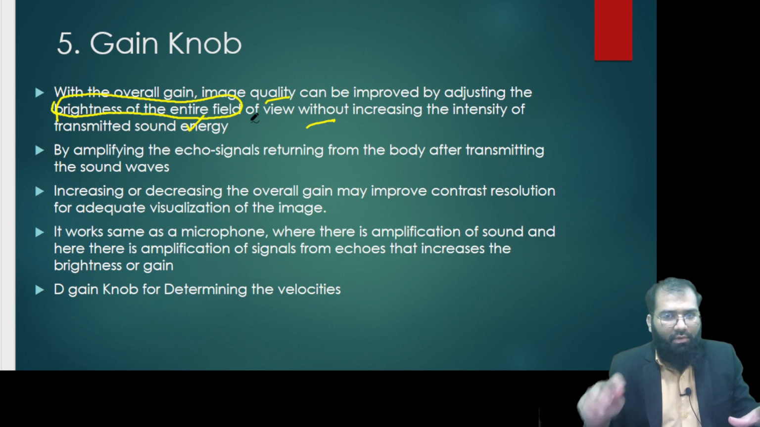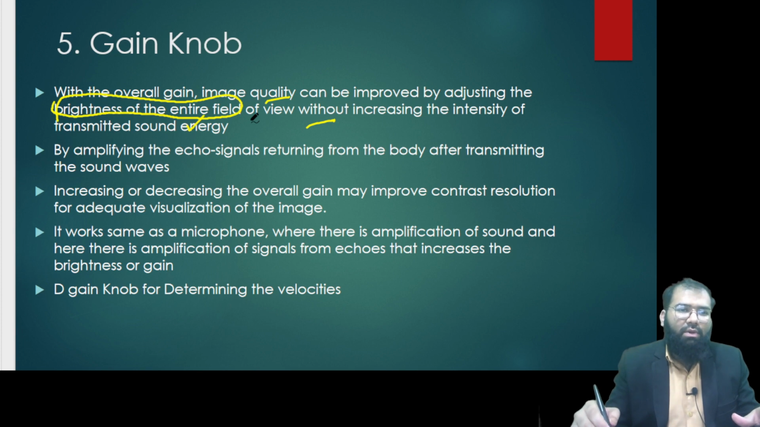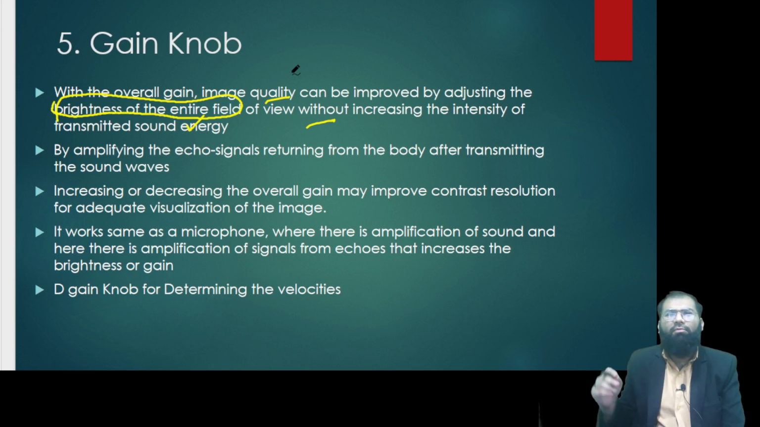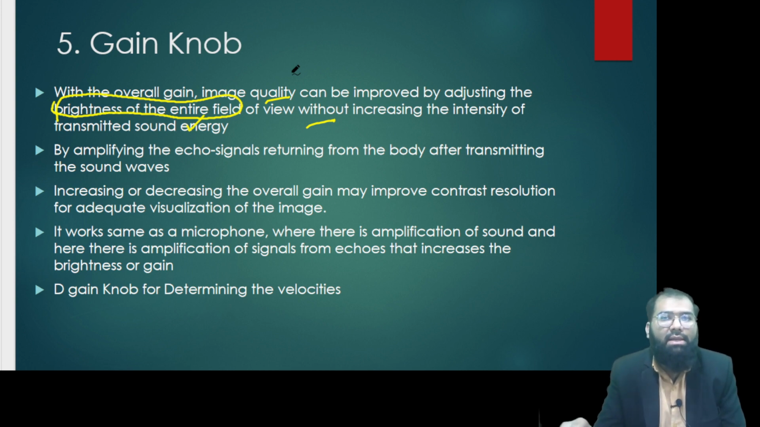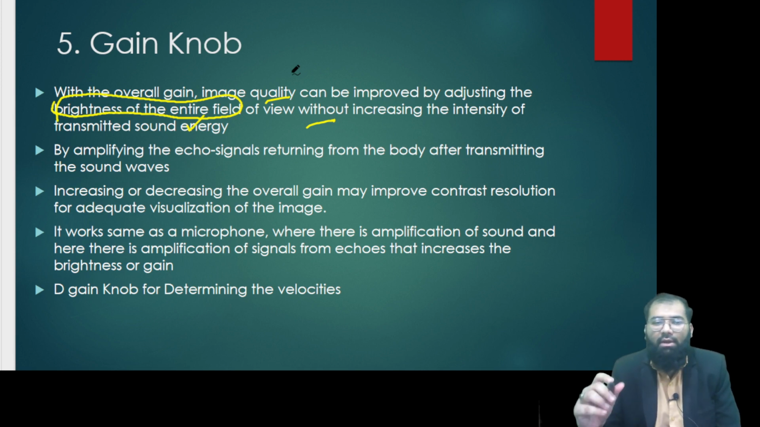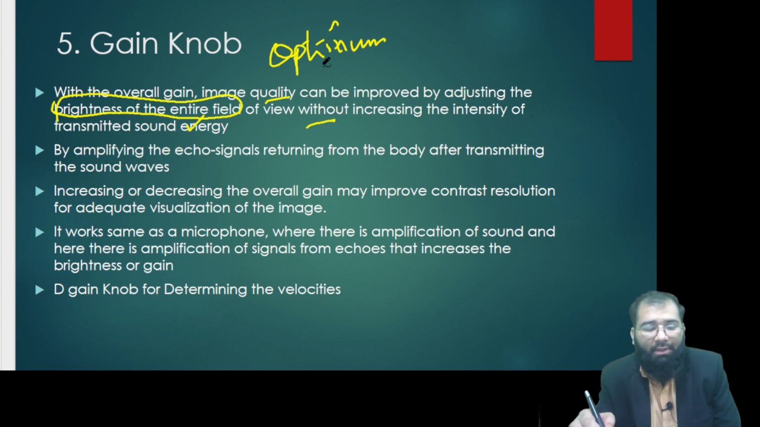In short, if you are increasing gain, that means you are increasing the brightness. If you are decreasing the gain, you are decreasing the brightness, so it will become more dark. So when does decreasing gain help? If you want to look for fine calcifications, especially in the placenta, or if you want to look at the placentomyometrial interface, in all these areas, decreasing gain helps. More than decreasing, you should put gain to be optimum. Optimum gain is most important.